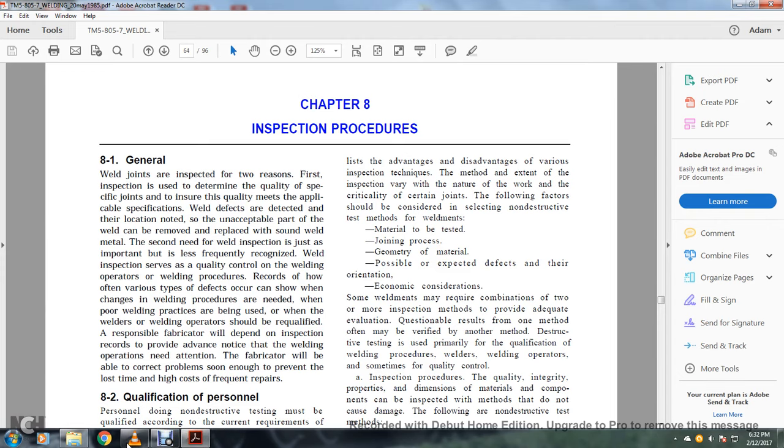Alright, Chapter 8, Inspection Procedures. 8.1. Welding joints are inspected with the two recent purpose inspections to determine the quality of the specific joints to ensure the quality of the materials applicable to specification.